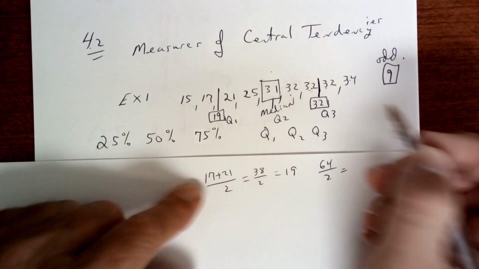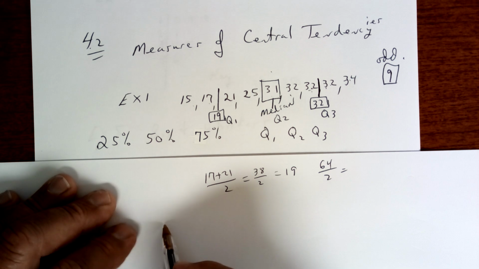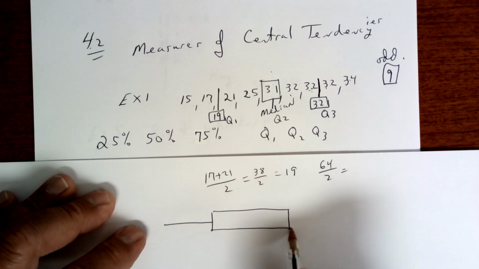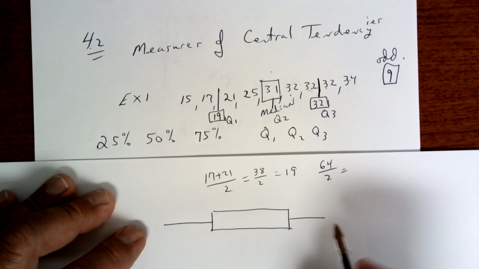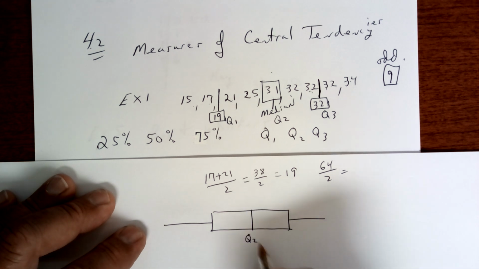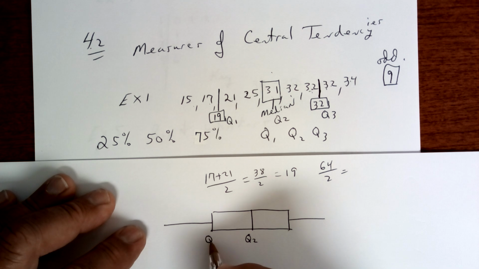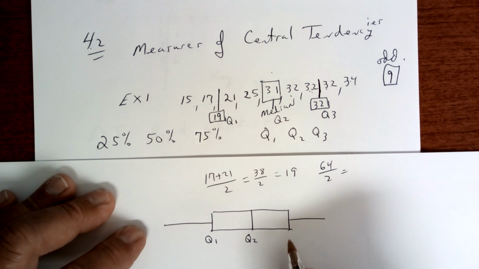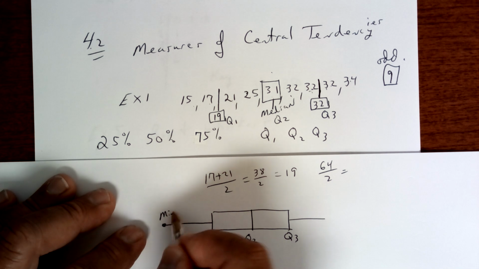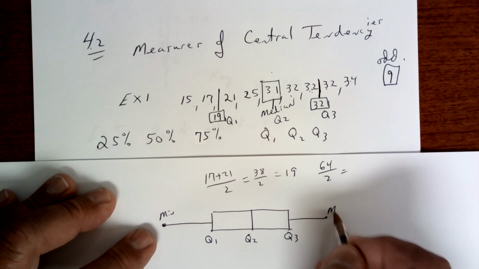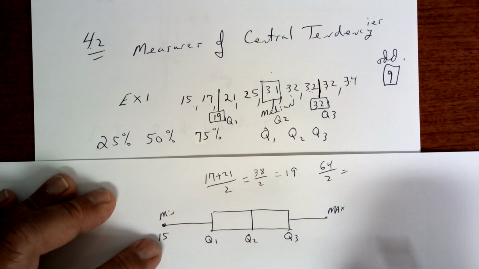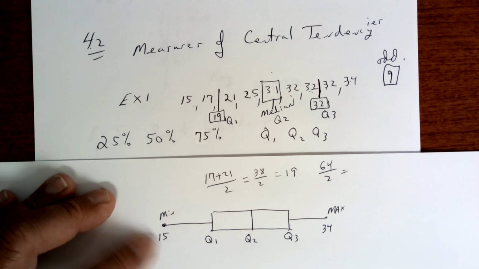Now the box and whisker would look like this. So you draw a box with some whiskers. In the middle is your median, which is quartile 2. This is quartile 1. This is quartile 3. These are your minimum number and your maximum number. Okay? So in this case, this would be 15, and this would be 34. And that is called a box and whisker.